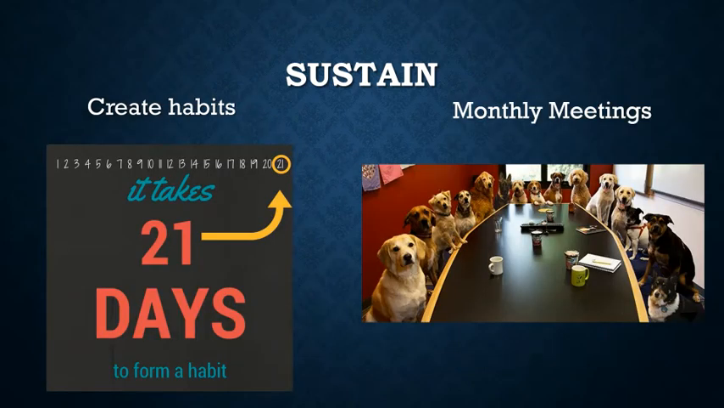And another part of sustaining is creating habits. It takes 21 days to form a habit, so this isn't really a sprint to 5S, it's more of a marathon. And then holding monthly meetings. And of course you could hold weekly meetings, but everybody's usually pretty busy. So monthly meetings seem to be the good amount for most companies.